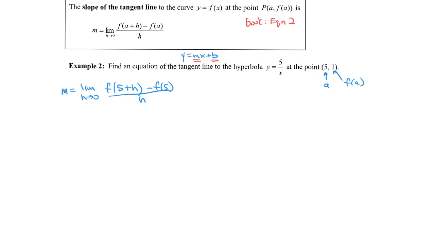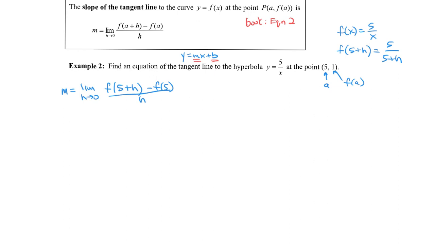Now I just want to review a little bit. So we have f of x for this problem is 5 over x. Right, this is f of x, 5 over x, right? So remember, if we want to find a value like f of 5, we just plug in 5 here. So if we have f of 5 plus h, remember wherever there's an x, we put 5 plus h. So just off to the side here, f of 5 plus h, wherever there's an x, we put a 5 plus h, right?